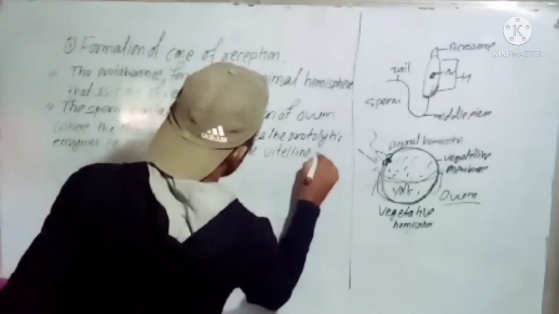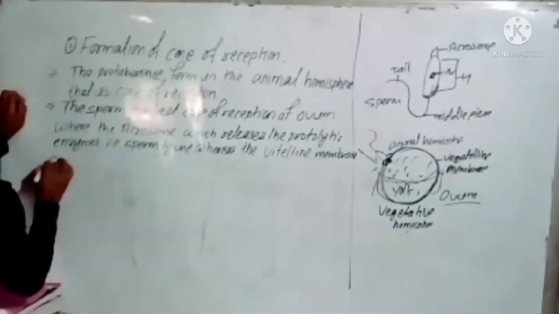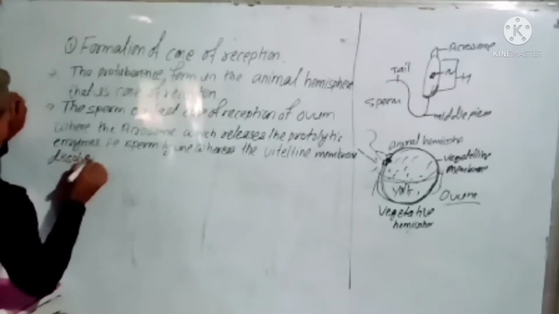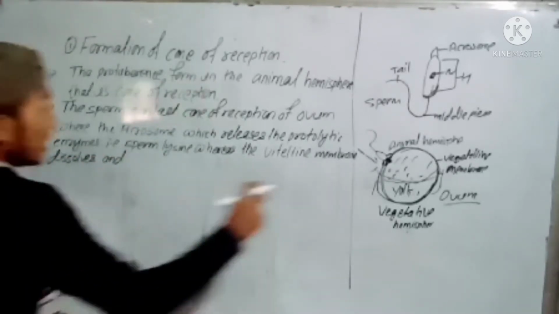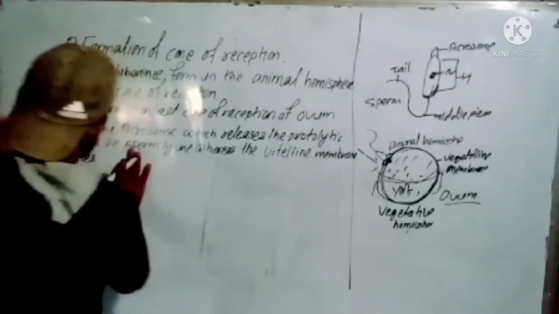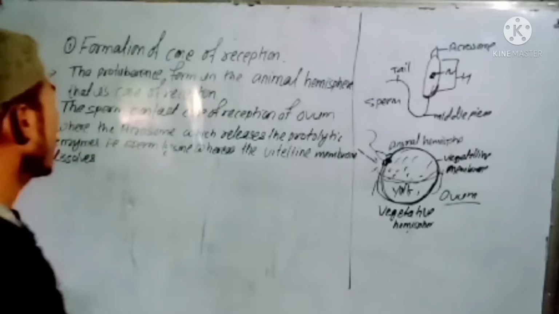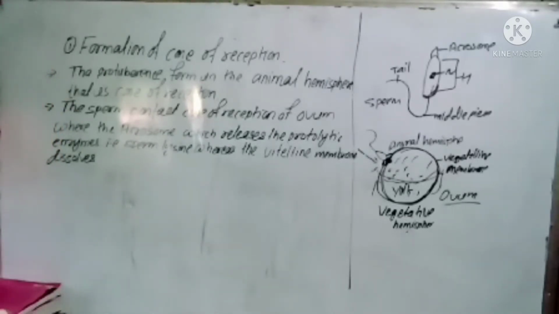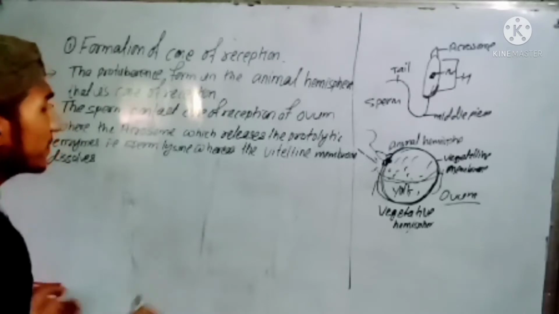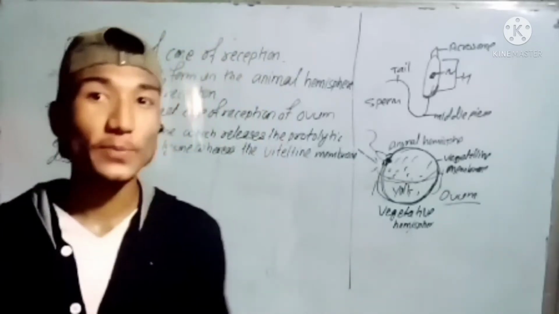The vitelline membrane dissolves due to the release of proteolytic enzymes, and when the membrane is dissolved, it helps the sperm to enter the ova.